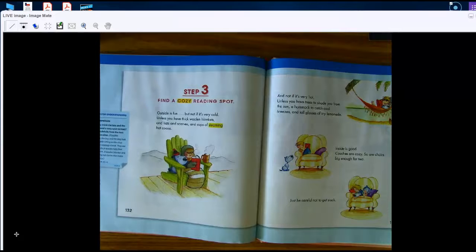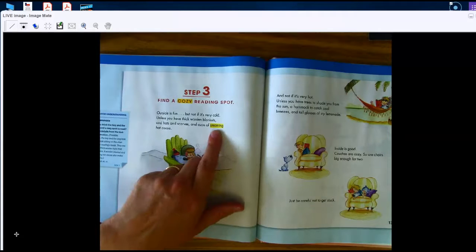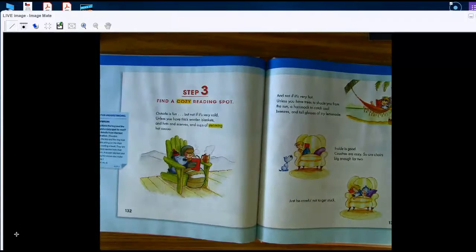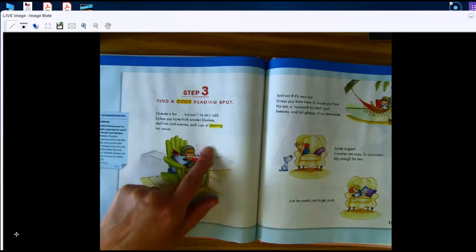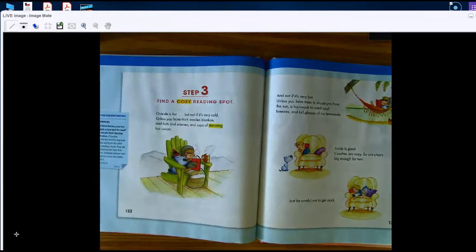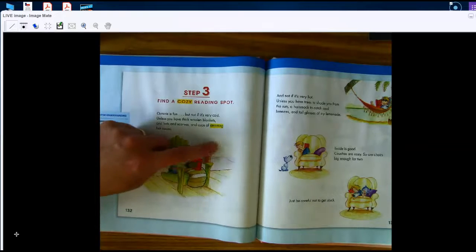Sometimes it takes a few tries to find just the right book. Step 3, find a cozy reading spot. There's that word cozy we just said. That means comfortable. Outside is fun, but not if it's very cold. Unless you have thick woolen blankets and hats and scarves and cups of steaming hot cocoa. There's the word steaming. Point to the steam in his hot cocoa. Point to where his hot cocoa is steaming. Yeah, right there. That's his breathing. Well, there's his breathing, but this is his cocoa steaming.